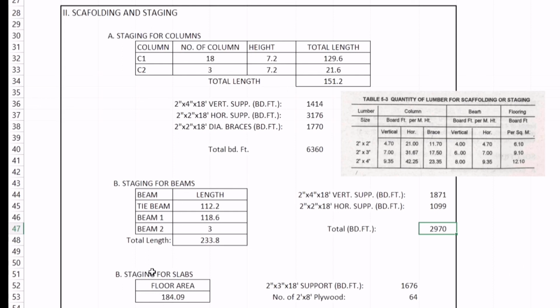Yan. So, staging of slabs naman. So, sa support na gagamitin is 2x3. So, yan. 2x3 is 9.1. So, multiply natin itong 9.1 sa total floor area. So, itong total floor area is base ito sa plano natin, which is we calculated dun sa pag-calculate ng concrete. So, yan. 184.09 square meters multiplied by 9.1, which is equals to 1,676 board feet. Tapos, number of plywood, itong floor area, divide lang natin ito ng 2.88, which is equals to 64. Of course, rounded up na. So, yan.